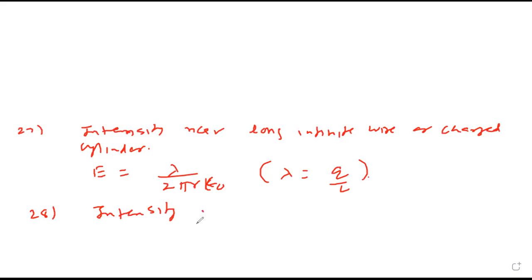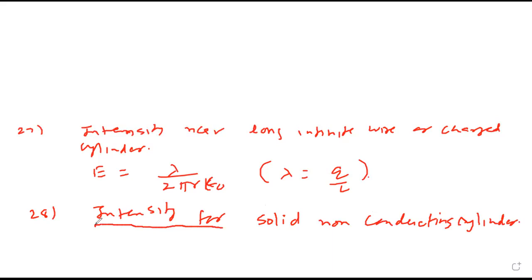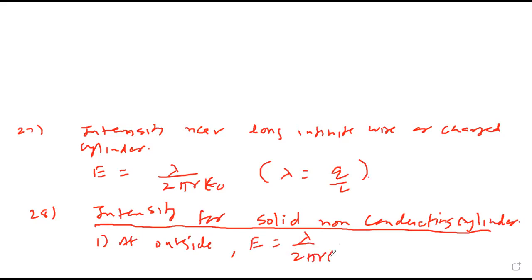Intensity for solid non-conducting cylinder. Whenever only cylinder is mentioned, it means it is hollow conducting or hollow non-conducting or solid conducting. Here outside and surface formula doesn't change. That means it will remain same, lambda upon 2 pi r epsilon naught.